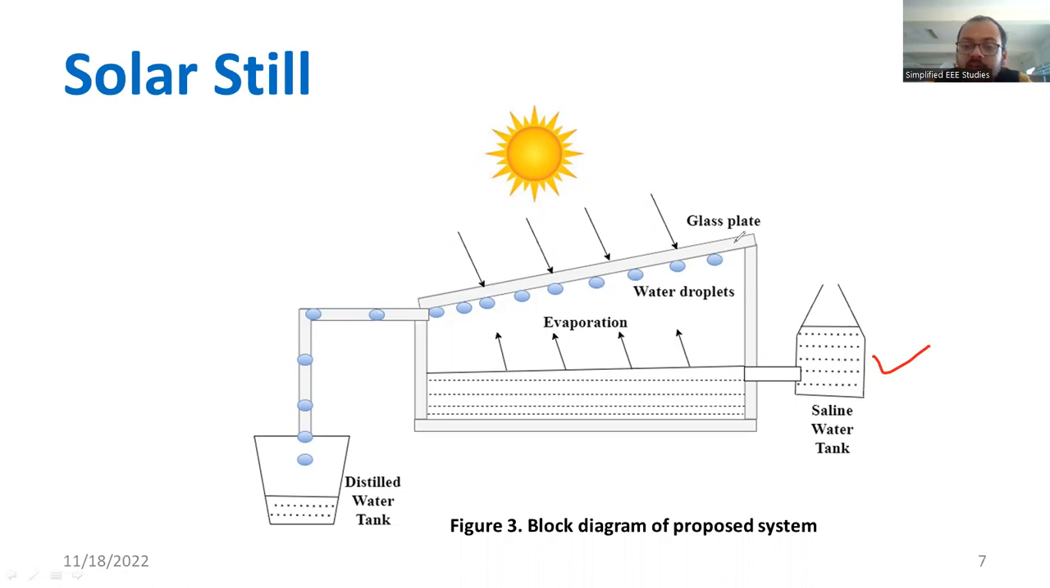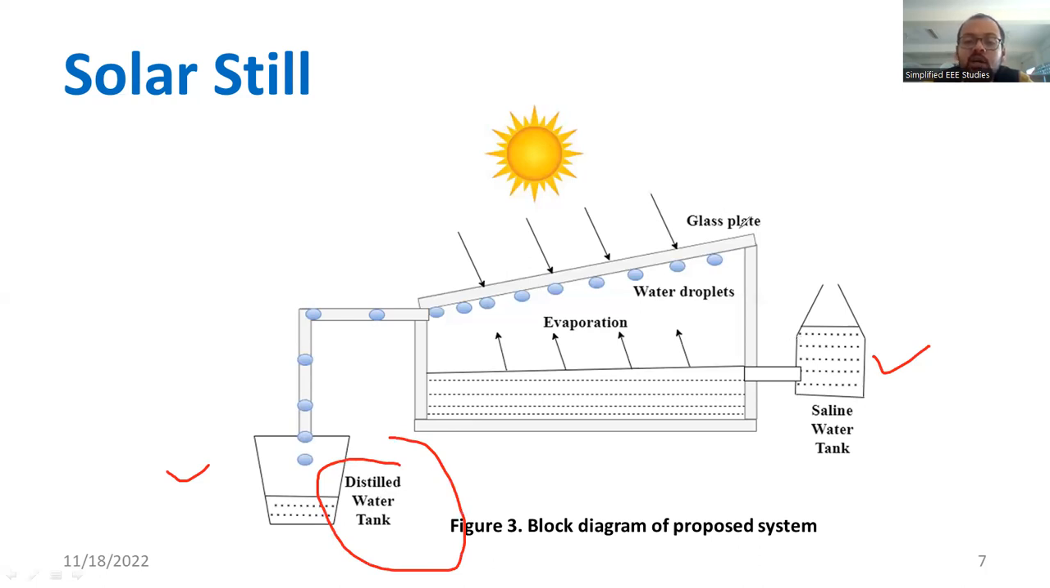We have a glass plate and a basin area. The major processes involved in this solar still are evaporation and condensation. After evaporation, the condensation takes place. It mainly depends on the temperature, that means useful heat. Then the water droplets will be collected in this tank, which is kept on the lower side. So the water will be distilled, and water purification will take place.